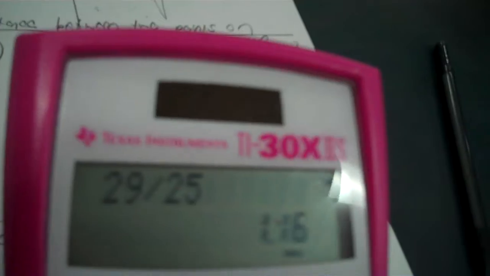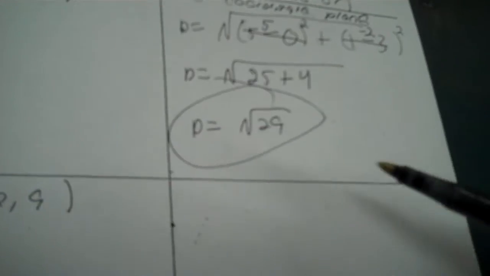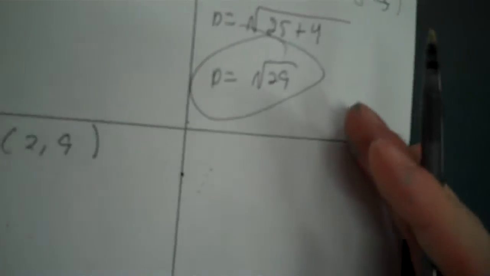And that is 29. Now, look up on the board and see if 29 divides by any of those things, because I do want it simplified like that. Okay? 25, no. 16, no. No. No. So circle it. Okay? So distance is the square root of 29.